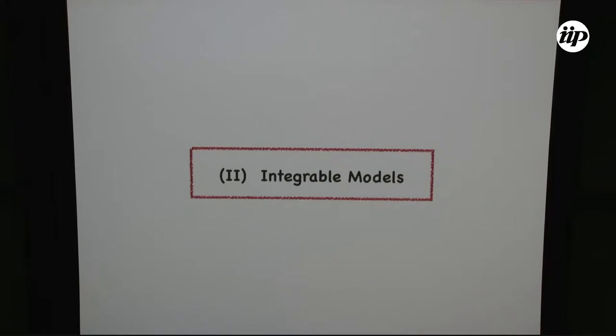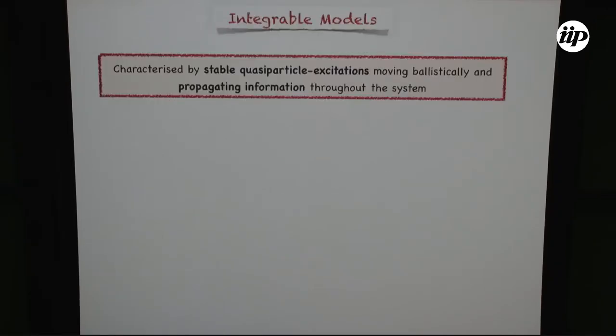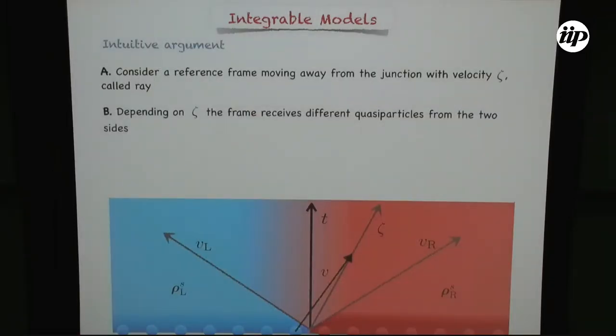So let's move to consider integrable models. I will now give a very simple argument for making what is, in my opinion, a very reasonable assumption that I then will verify by comparing with numerics. The idea is that integrable models are characterized by stable quasi-particle excitations, which move ballistically and propagate information throughout the system. So let me start by considering a reference frame moving away from the junction at some fixed velocity zeta, which I will from now on call ray. Okay? I take a reference frame moving away from the junction at velocity zeta.